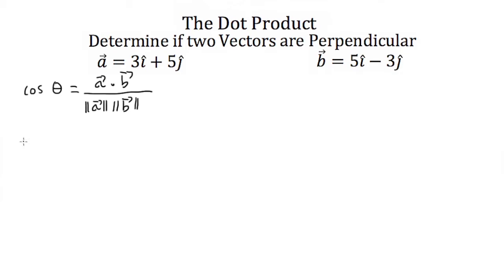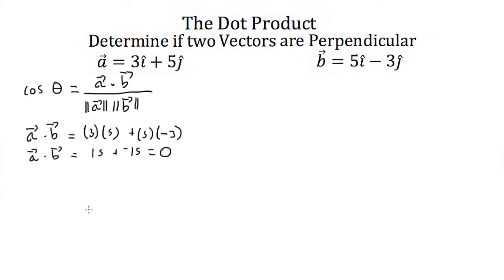So first, let's find the dot product of A and B. Well, we have a 3 in the x, and then B has a 5 in the x, and we're adding that to A's y value, which is also 5, times B's y value, which is a negative 3. So A dotted with B is equal to 15 plus a negative 15, or it's equal to 0.